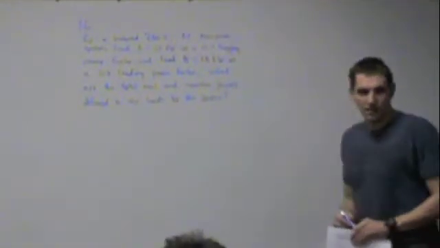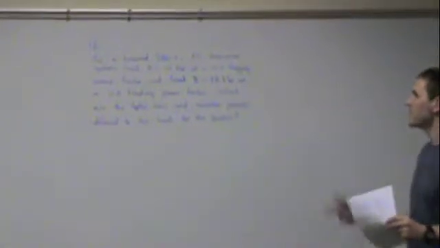So, for a balanced 240 volt AC 3-phase system, load A equals 12 kilowatts. Did I say 3-phase? It says 3-phase. Okay, so for a 3-phase system, load A equals 12 kilowatts at a 0.7 lagging power factor, and load B equals 18 kilowatts at 0.8 leading power factor. What are the total real and reactive powers delivered to the load by the sources?